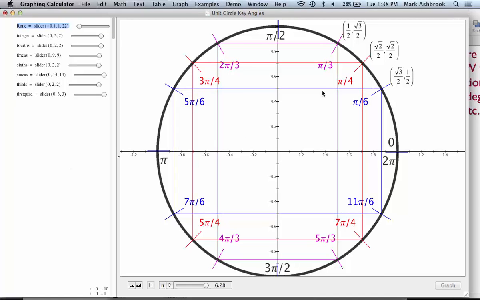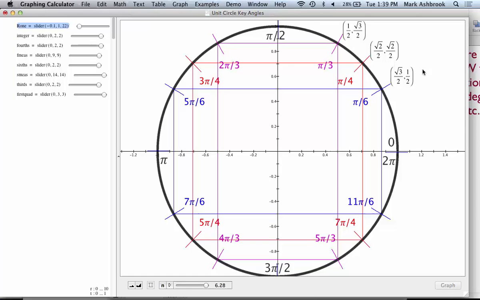What about sine, our y-coordinate? That's positive in 1 and 2, where the vertical distance is truly above the horizontal diameter. If it's below, we use a negative to denote how far below the horizontal diameter.